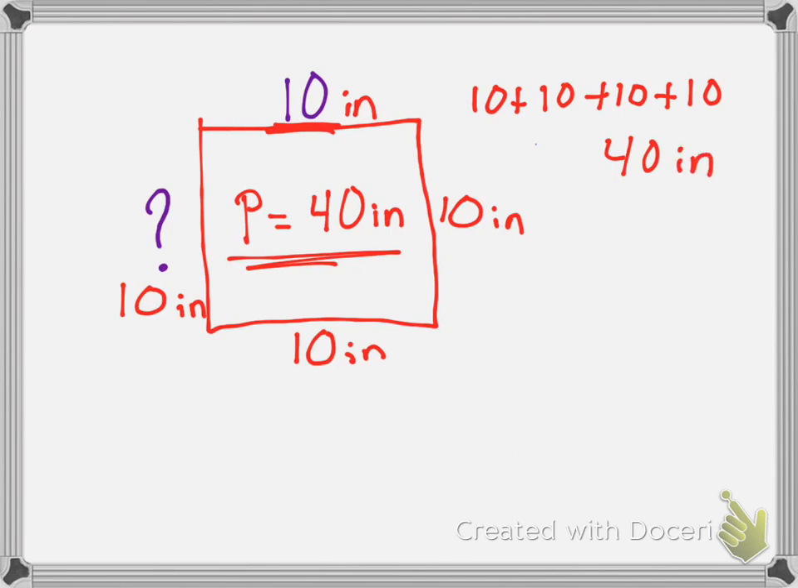But we also can multiply this too. 10 is each side. How many sides are in a square? Because all the sides are equal. 10 times 4 is equal to 40 inches. So we did this one correct.